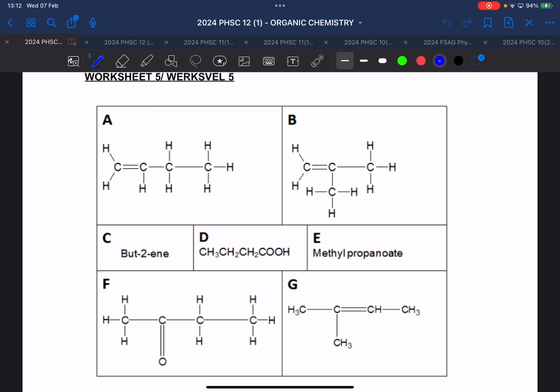You are going to write down to which homologous series it belongs to, and you're going to write down the molecular formula. You don't have to do that. That's going to take too long.